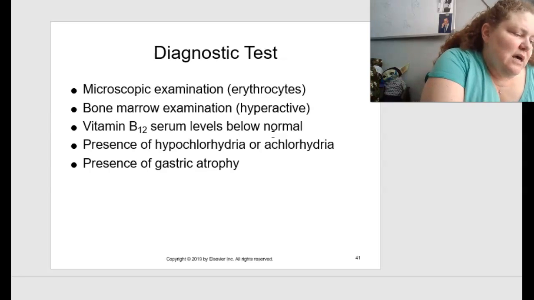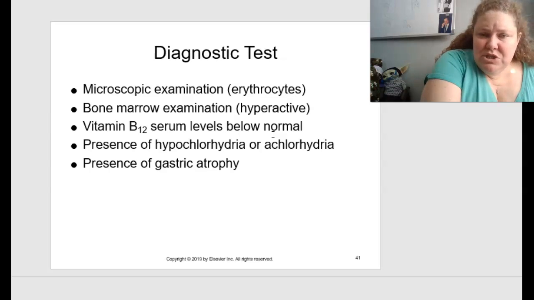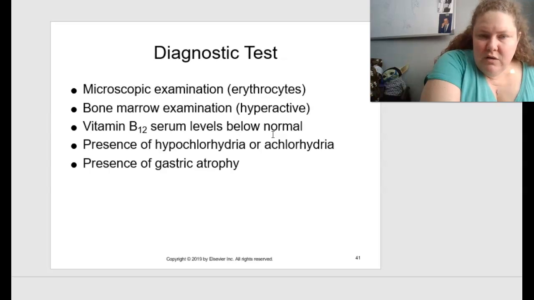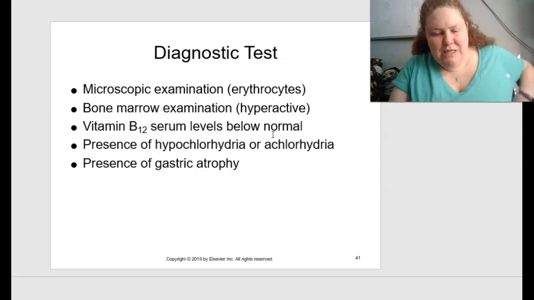The bone marrow is hyperactive with increased numbers of megaloblasts, and the granulocytes are hypersegmented and are also decreased in number. And also the vitamin B12 levels in the serum are low, and they'll do a Schilling's test. This is where an oral dose of radioactive vitamin B12 is used to measure the rate of absorption. Also, you can have the presence of hypochlorhydria or achlorhydria, and this confirms the presence of the gastric atrophy.